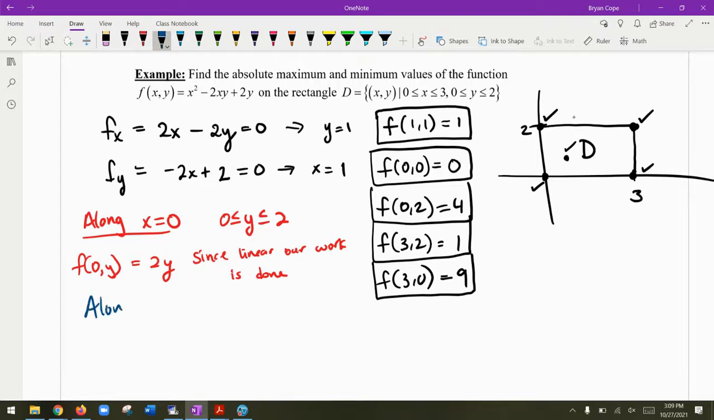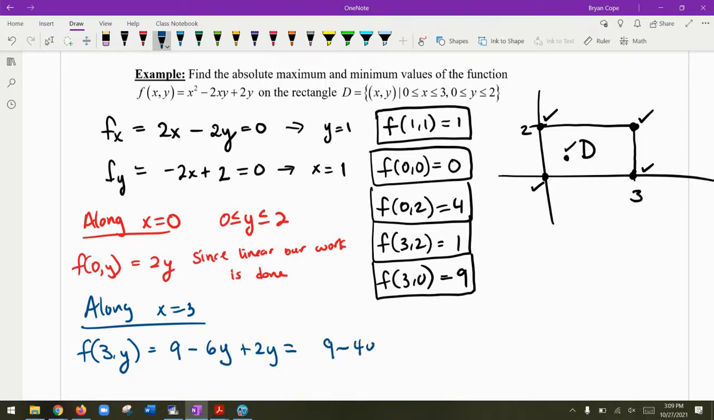Okay, let's move over to the right-hand side of the box. So let's talk about along the curve x equals 3. So the function turns into, if I sub in 3 for x, it's going to be 9 minus 6y plus 2y, or the function 9 minus 4y. What else can we say? It's linear again. Easy. No work needed. It's linear. Nothing interesting is happening there, right?